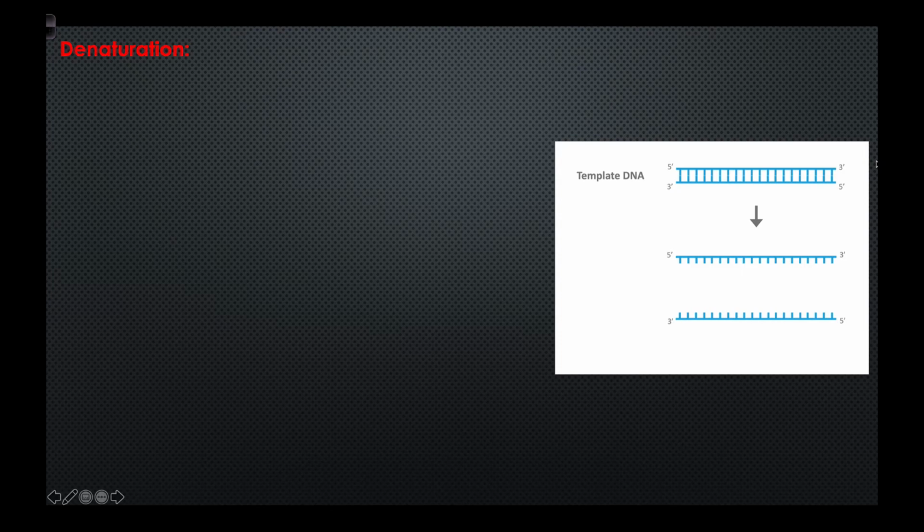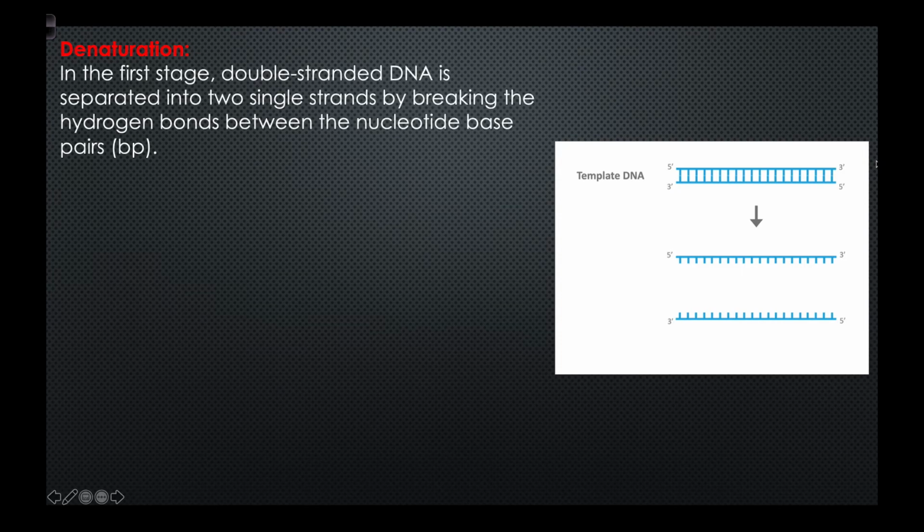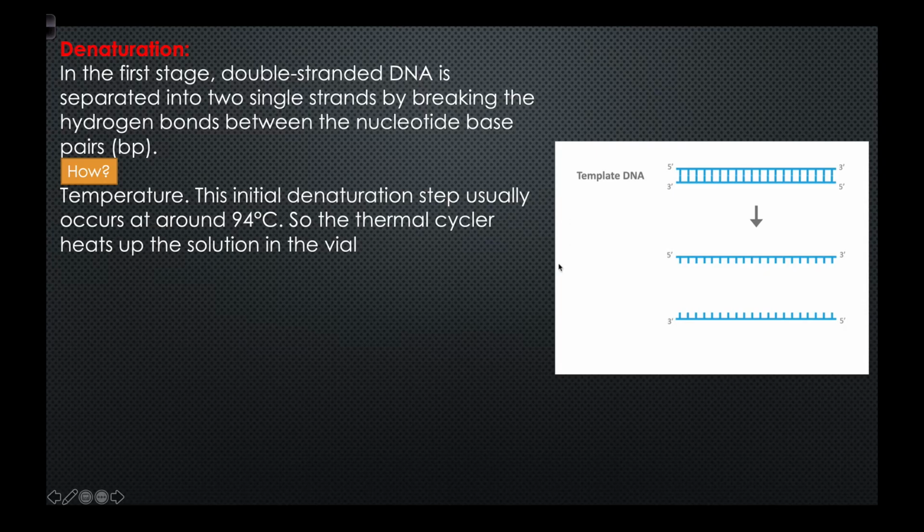Let's take a quick closer look at that denaturing step. In the first stage, your double-stranded DNA will be separated into two single strands by breaking the hydrogen bonds between the nucleotide base pairs. If you can remember, we talked about down the center of those nitrogenous bases, or the rungs of our twisted ladder, hydrogen bonds hold these bases together. By increasing the temperature, it's going to cause enough vibration for the two sides to come apart from one another. In other words, to break that hydrogen bond in the center.